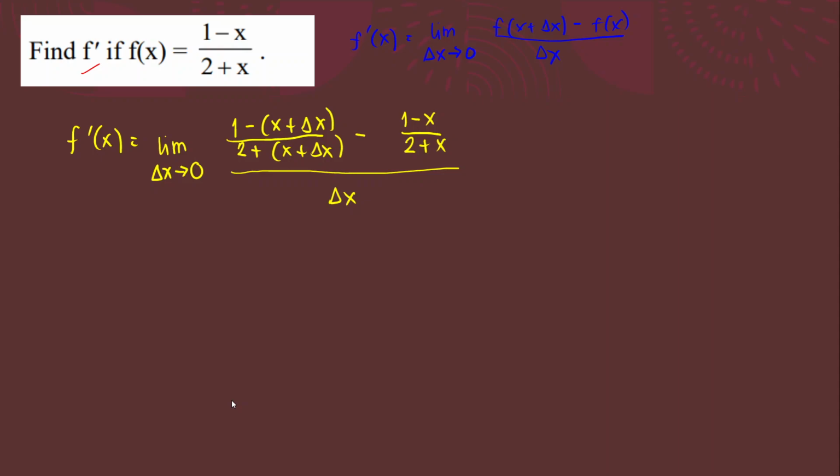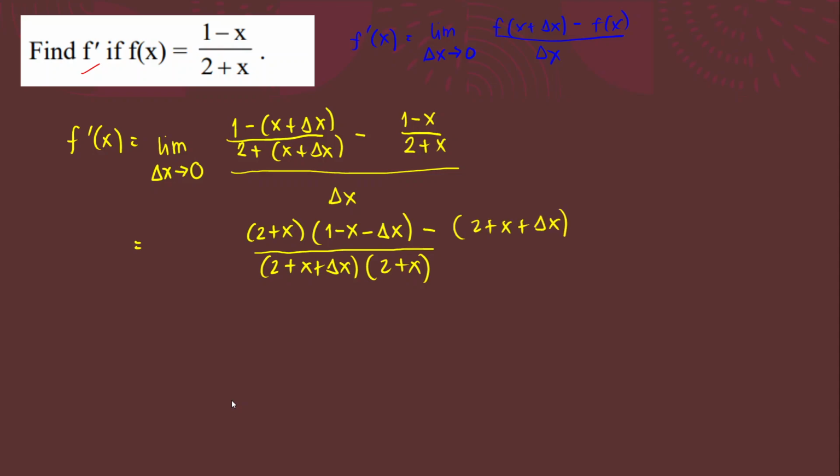Ayan. So, simplify natin. A common factor. So, (2 plus x plus delta x) times (2 plus x) divided by this one. Matitira is 2 plus x. (2 plus x) times (1 minus x minus delta x), minus this one divided by this one. Ang matitira ito (2 plus x plus delta x) times (1 minus x), all over delta x, or simply dito na si delta x. So, limit when delta x approaches 0. Simplify further.